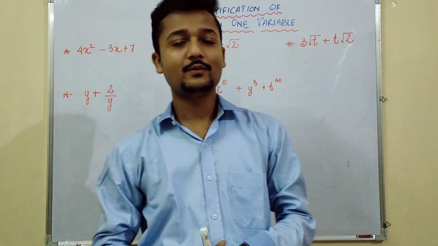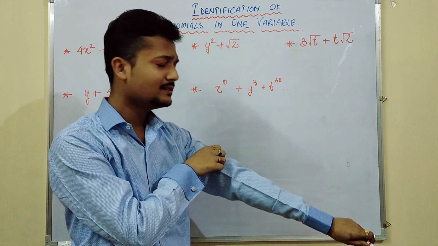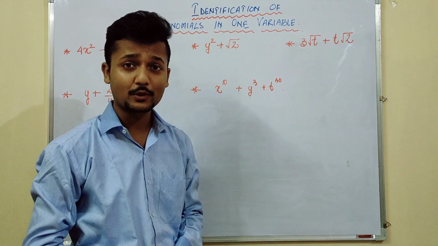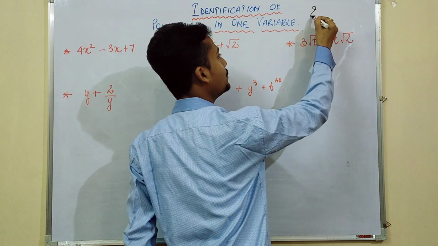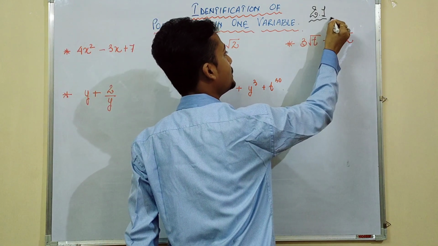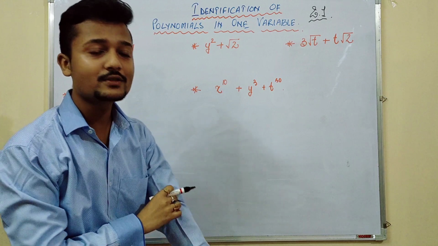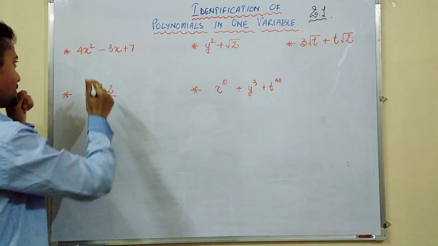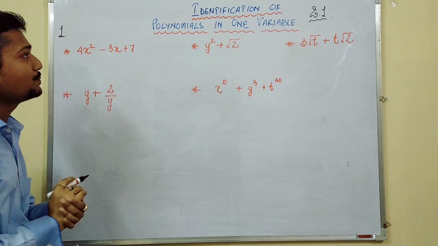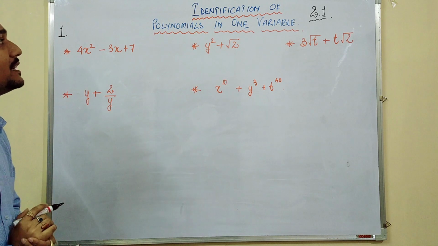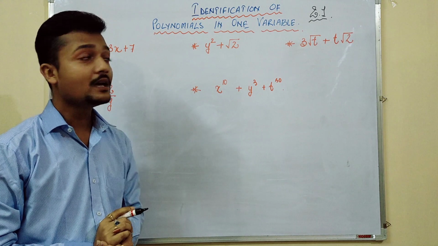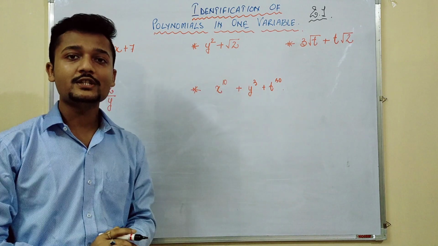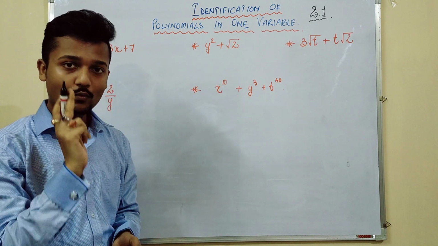In my last video I did the introduction to polynomials. Today we are going to do exercise 2.1. So today we will be discussing questions related to exercise 2.1. The first question in exercise 2.1 is identification of polynomials in one variable. That means you have to identify, out of the lot, which are the polynomials in one variable.